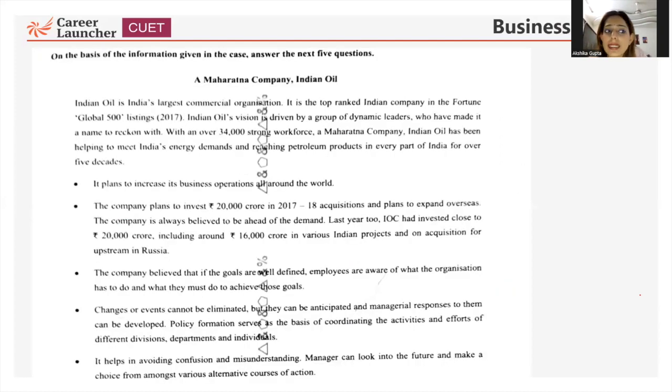Then again, a case study is given, that is Indian Oil, the largest commercial organization, a top ranked Indian company with a Fortune Global 500 listing, and there are certain things given in it. Indian Oil has a vision and is driven by dynamic leaders who have made it a name to reckon with, with over 34,000 strong workforce. It plans to increase its business operations. So when we say plans, which function are we talking about? Planning.